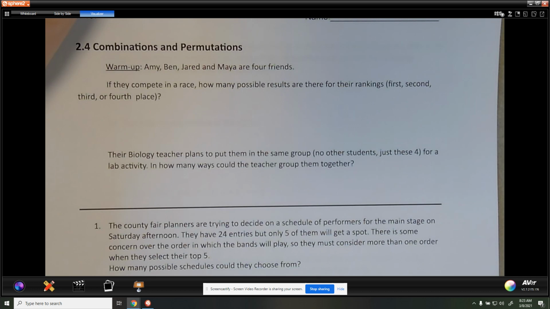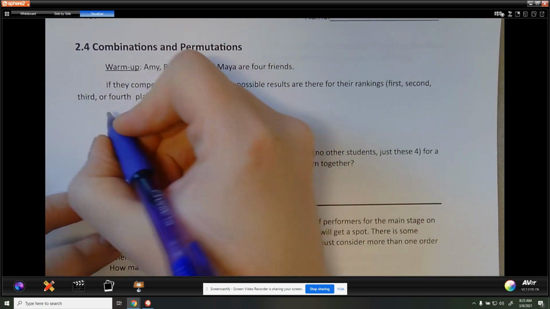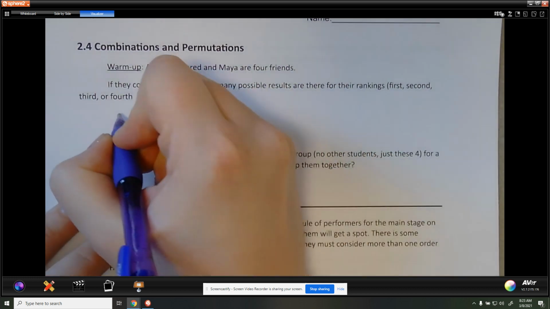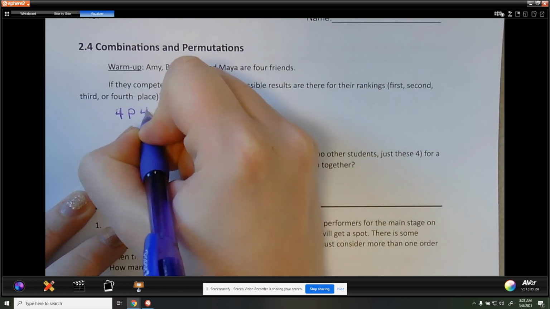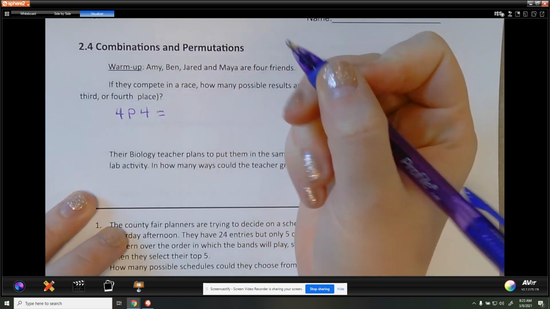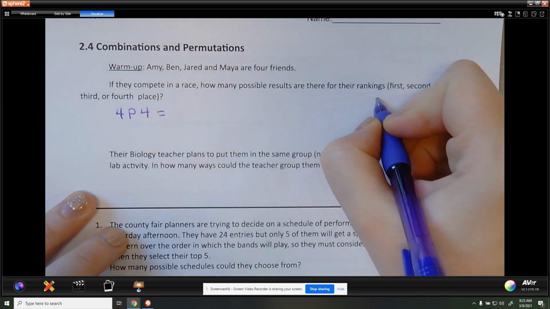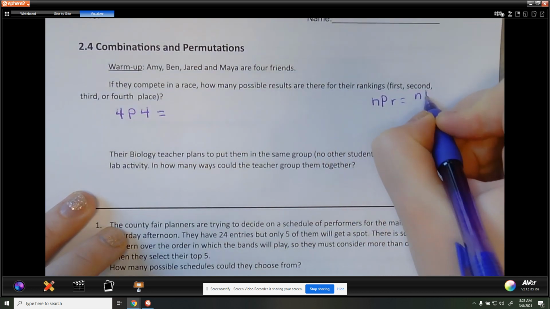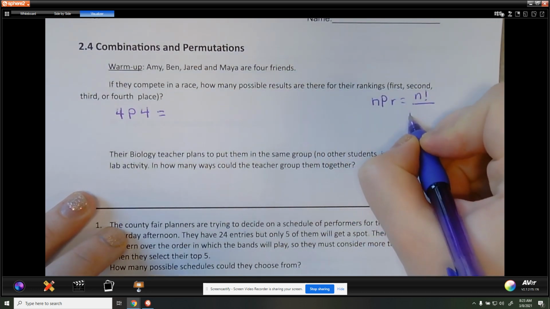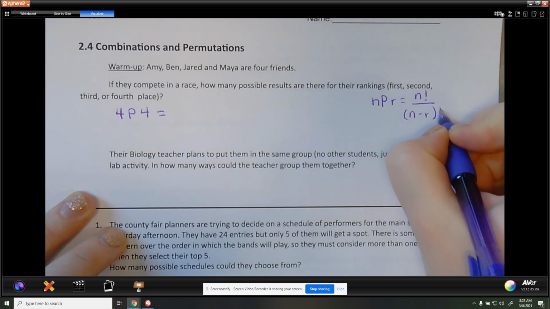Because order does matter on this one, we're going to use permutations, because there are rankings involved, so the place does matter. We've got four friends, and we're going to pick four places. I'll write the general formula over here so you can see what I'm plugging into. I'm just taking this right from your slides.